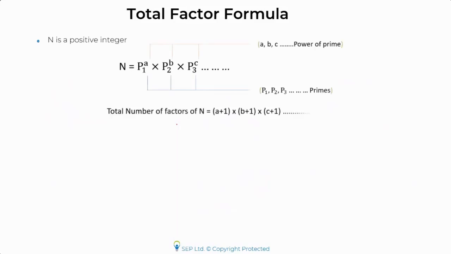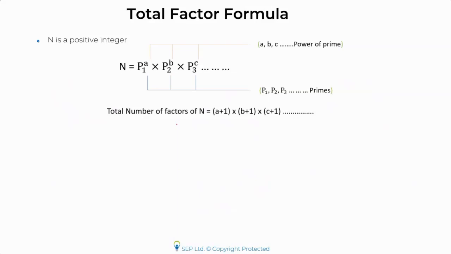That is the total factors formula. Now, whenever you're given a number and you're asked to find out the total factors of a number, the first step that you need to do is prime factorize the number. Okay, what I mean by that is you need to break down that number in terms of its prime factors to the power something.